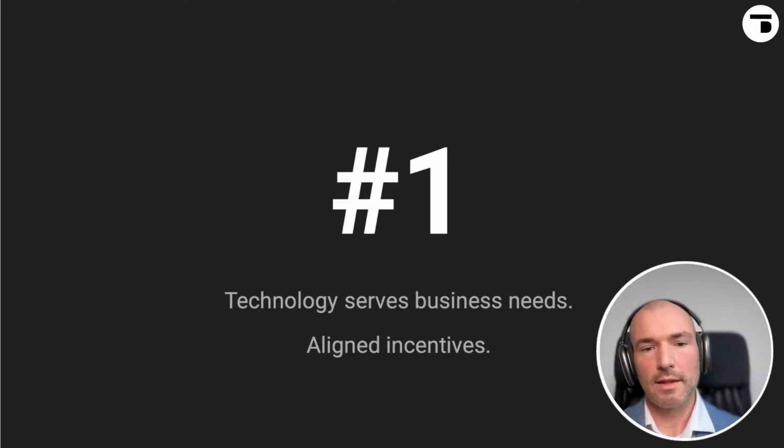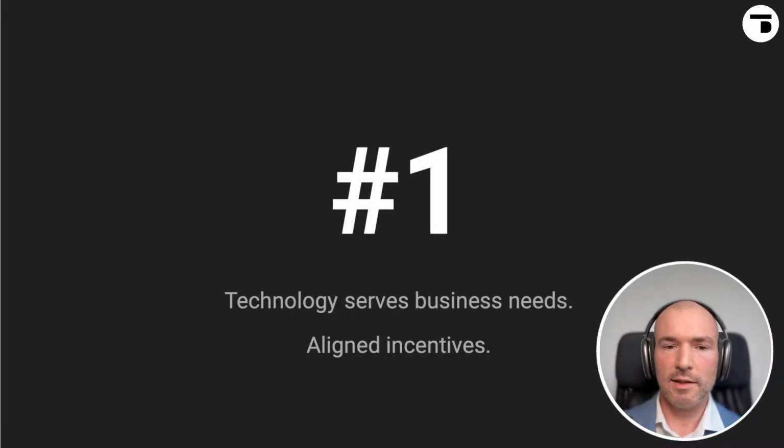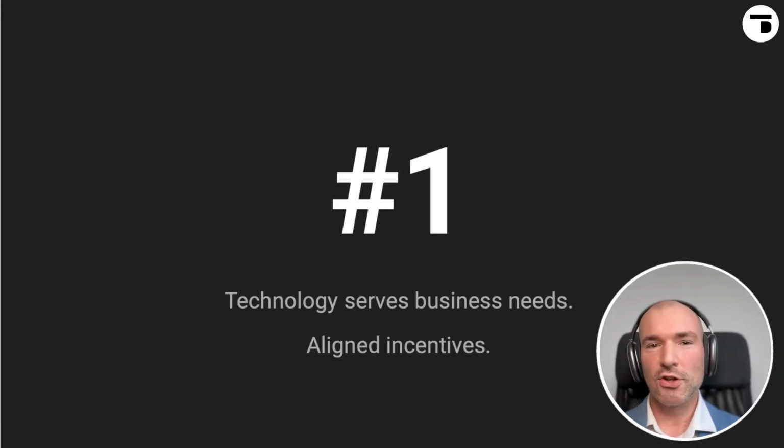Number one, technology needs to serve business needs. It means that the incentives between what the business needs, the business goals, and what the tech team does need to be aligned. When they are not aligned, the product is building crazy features, the tech team is busy chasing shiny things, sales is busy pushing stuff into the pipeline, and it's a mess. That's the kind of stuff that kills companies.